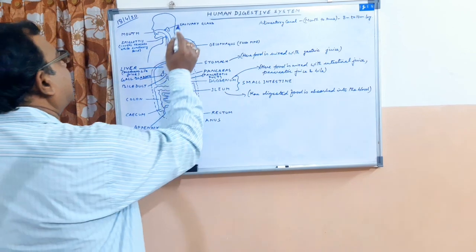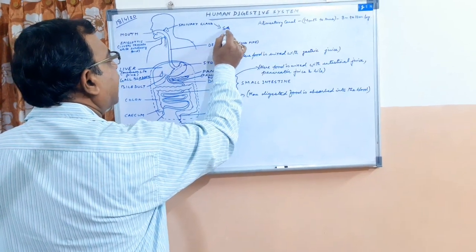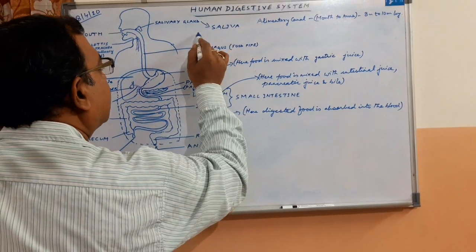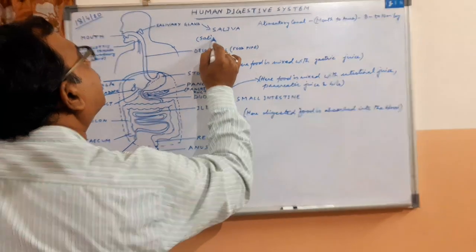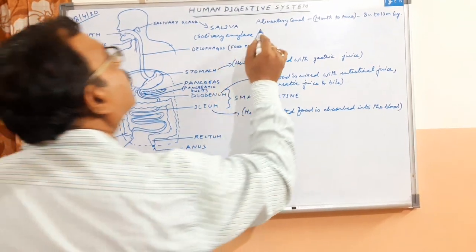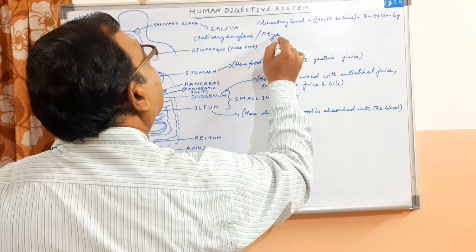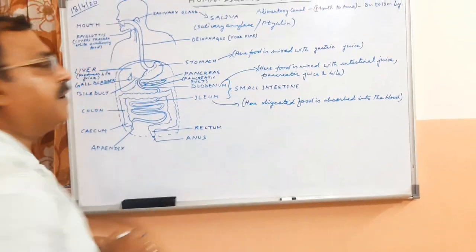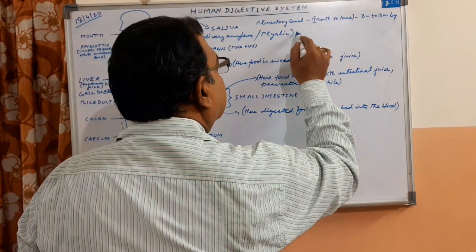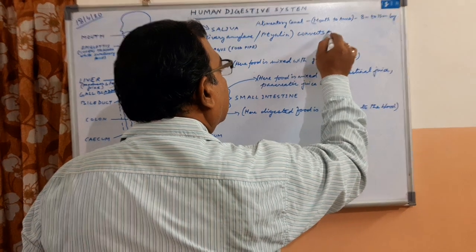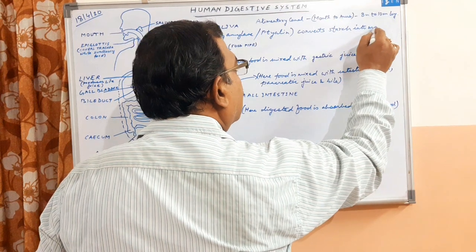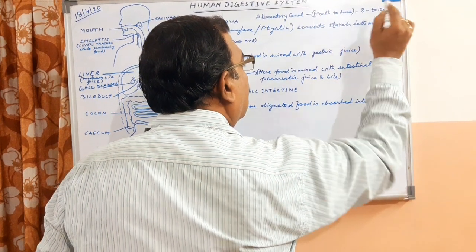So, the salivary gland secretes saliva which contains an enzyme called salivary amylase, or it is also called ptyalin. Now, what is the function of this salivary amylase? It converts starch into maltose.